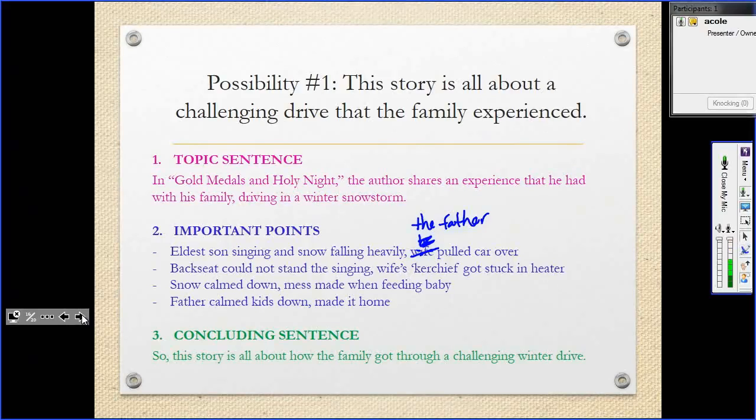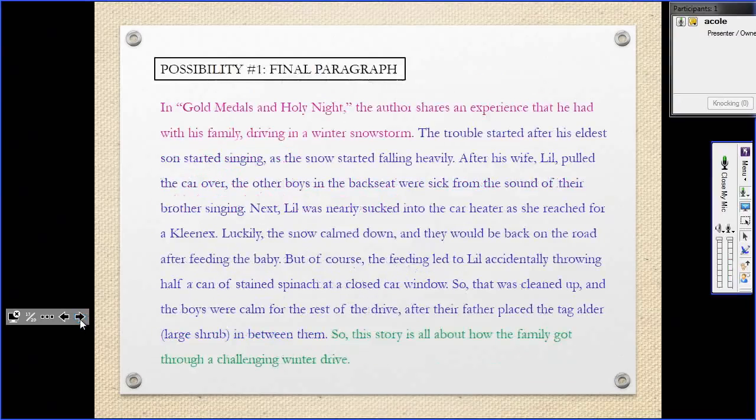And then if I'm giving a concluding sentence at the end, it's like a reminder. That's another way to think of a concluding sentence. So it's similar to the topic sentence, but it's not the same. So this is what I have for a concluding sentence. So this story is all about how the family got through a challenging winter drive, right? So it's similar. It reminds us about the family being together and the driving and it being winter, but I've used slightly different words. So what would this look like put together?